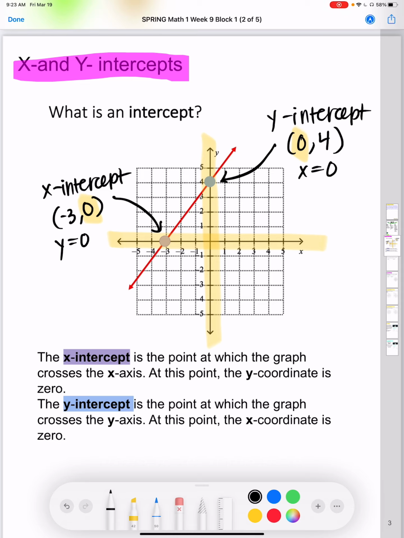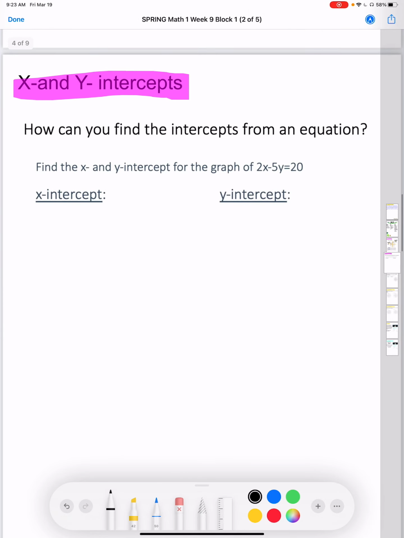All right, so let's go ahead and continue on to the next page. So here we have x and y intercepts. How can you find the intercepts from an equation? So we just saw a graph. If you have an equation, you can actually calculate them. So let's start off with the x-intercept.